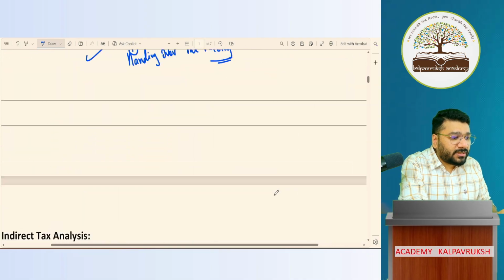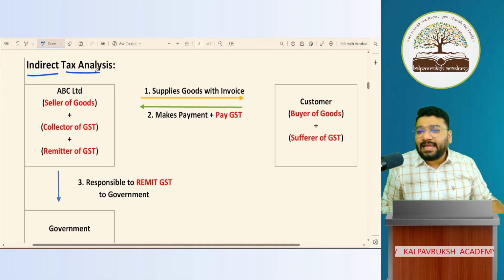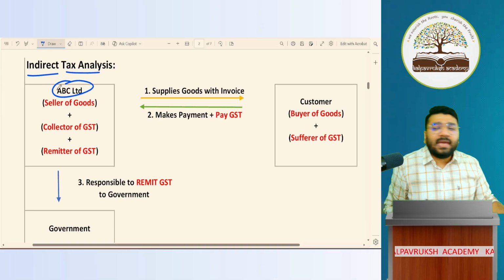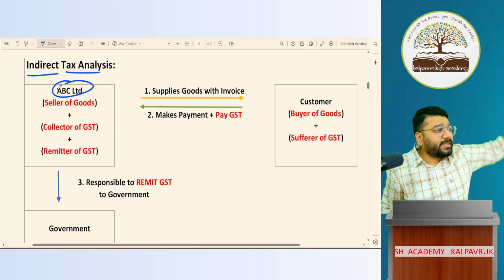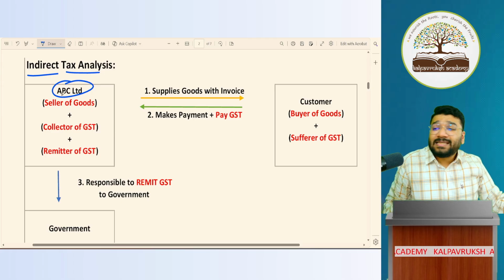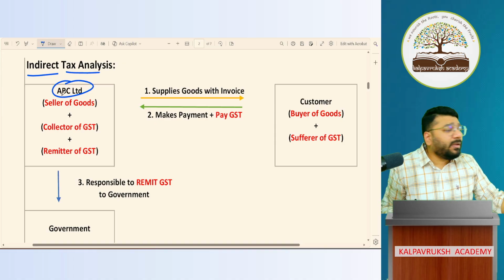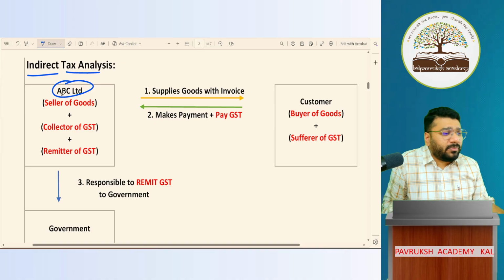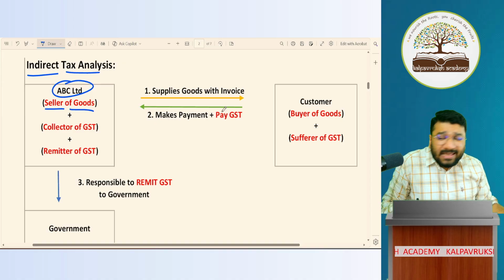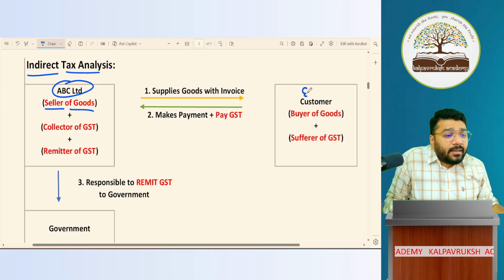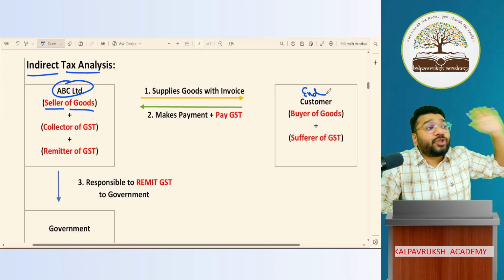Now the question is how this process works. Now, indirect tax analysis. Same company, ABC Limited. What is ABC Limited doing? Focus here, all of you. Full focus. ABC Limited is into selling the product. Let's say they're selling a laptop. They are called the seller of goods. They are selling these goods to whom? The end customer. End customer means the final person who's going to enjoy the product.